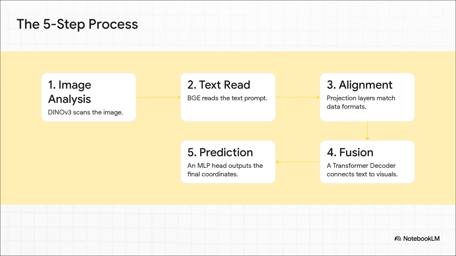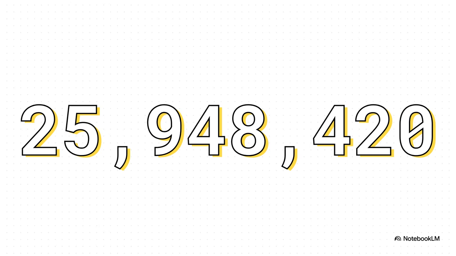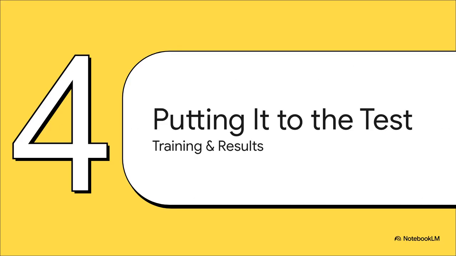That's it. So, remember that trainable part we just talked about? How much new brain are we actually building? Well, this much. Almost 26 million trainable parameters. That is a huge amount of learning capacity, and it's all dedicated to mastering this one very specific, very cool skill. Okay, so the theory sounds great. The architecture looks cool, but did it actually work? Let's put it to the test and check out the results.